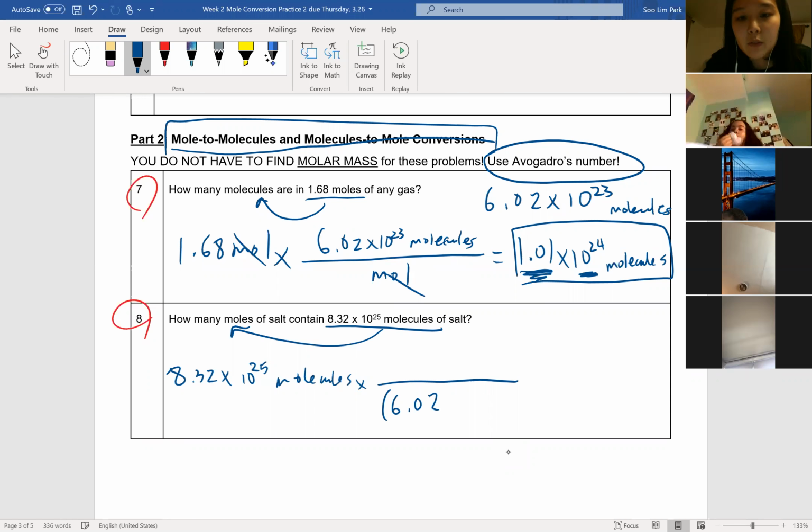And you see how I put it in parentheses? Because when you plug this into the calculator, you want this whole number in parentheses to get the right calculation.